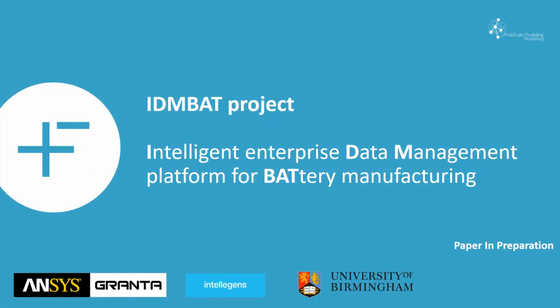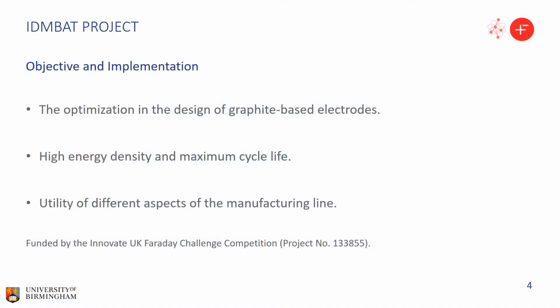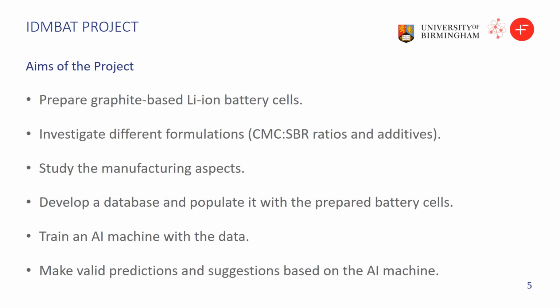Let's talk about the IDMAP project. The IDMAP project was funded by the Innovate UK Faraday Challenge competition, and as a target it had to design high energy density graphite-based electrodes with the maximum cycle life possible. As such, different formulations were examined, and the manufacturing steps were also identified and investigated. After cell testing, the target was to populate the database and use this database to train an AI machine in order to make valid predictions for the future.